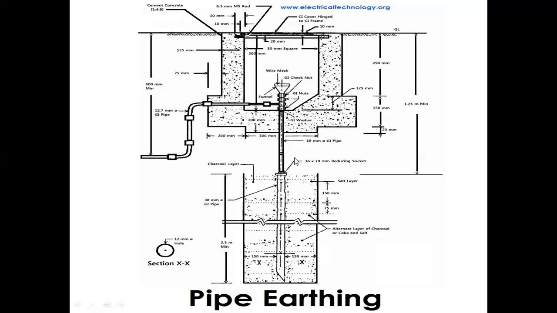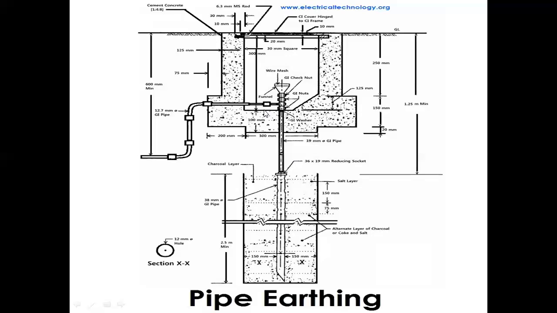And before placing the pipe, the depth inside the ground level is 1.25 meter minimum. And the final structure is given as up to 250 mm plus 150 mm, and 1.25 meter plus 2.5 meter, total 3.75 meter is the total depth inside the ground. So this is the cement concrete, okay, and these are the construction details of the pipe earthing.